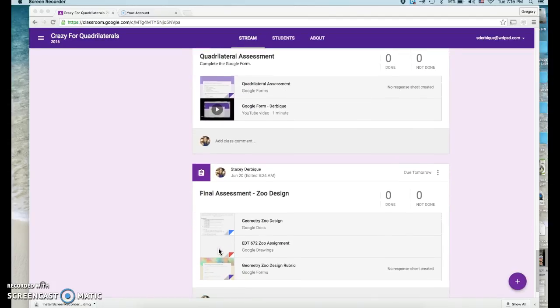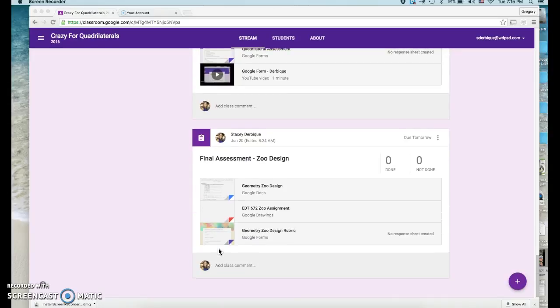And then the final assessment is their zoo design. They are going to be creating a zoo in Google Draw, and then there's a peer rubric. They will be looking at each other's zoos and grading each other with the peer rubrics. So that is my Google Classroom.